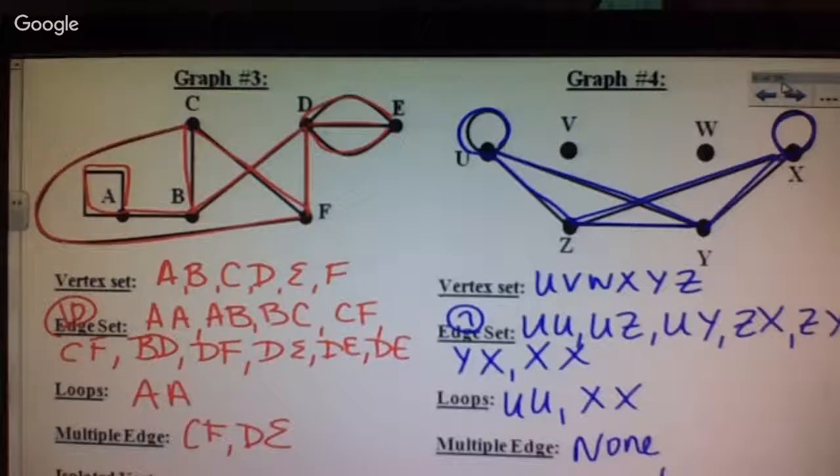Here are your answers for graph 4. Again, your edge set does not have to be in the same order that mine is, but make sure you have all 7. You lose points for every edge that you are missing. So please make sure that you are diligent about making sure you have all of them written down. If you reordered and did like Z to U instead of U to Z, that is okay. You have 2 loops in this picture, U to U and X to X, no multiple edges, and 2 isolated vertices. Any questions?